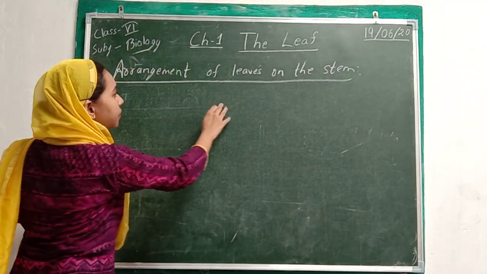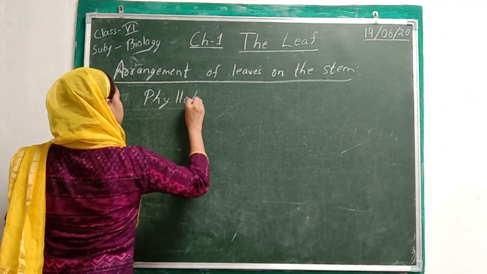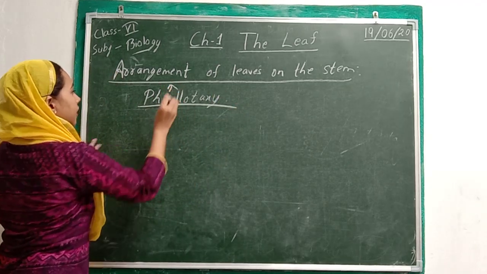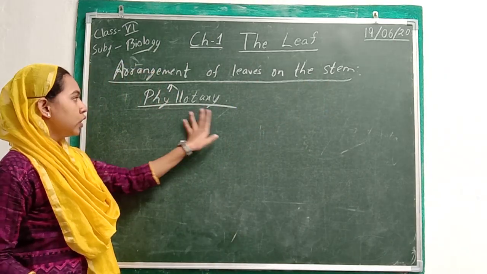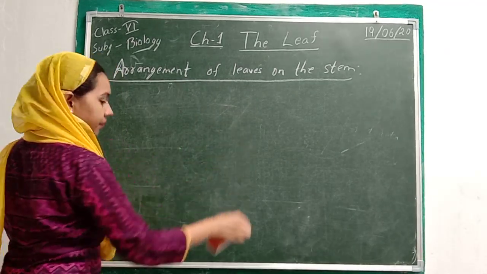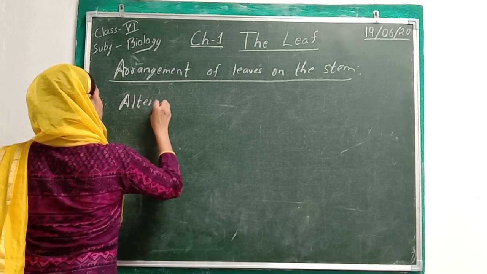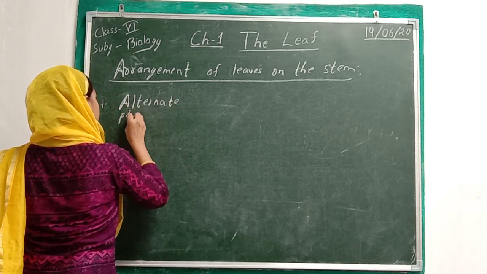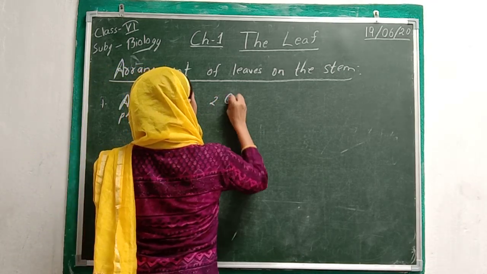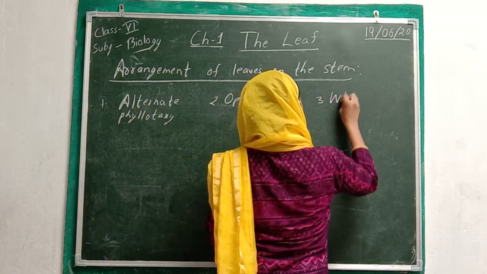First, know that this arrangement of the leaf on the stem is known as phyllotaxy. So phyllotaxy is the arrangement of the leaves on the stem. In one word, we call it phyllotaxy. Now there are three types of phyllotaxy. Let's see what they are. The first one is alternate phyllotaxy. The second one is opposite phyllotaxy. And the third one is whorl phyllotaxy.